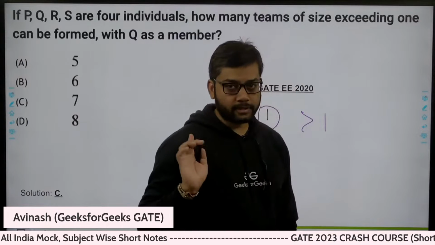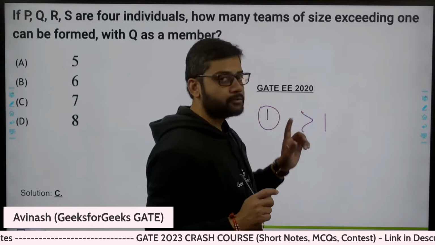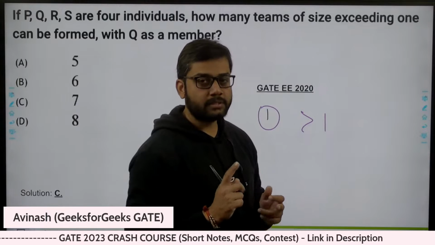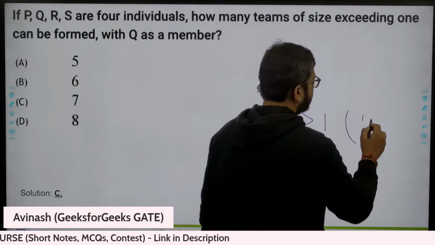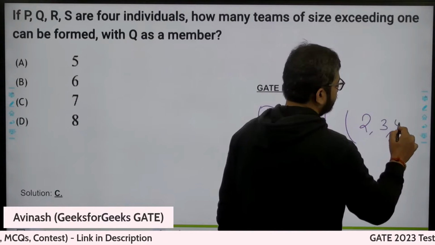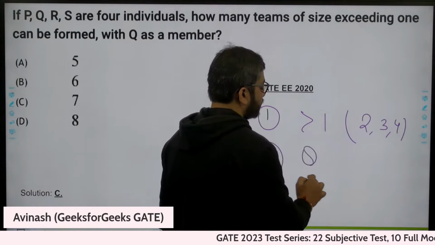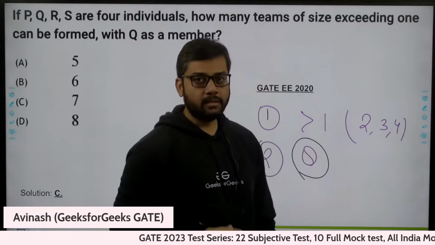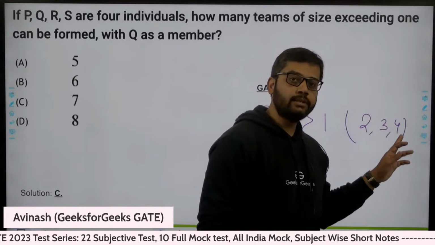Okay, first, the first rule for making the team is that the team size should be more than 1. So this could be either 2 or 3 or 4. And the second rule is Q should be involved. So Q should be involved in every team, whether you are forming 2 or 3 or 4.